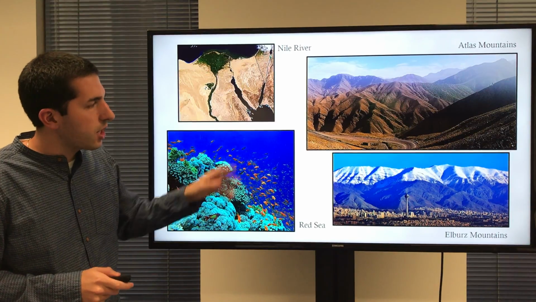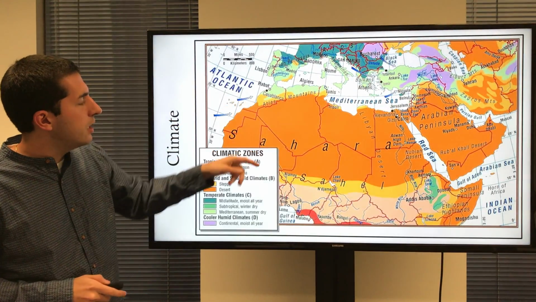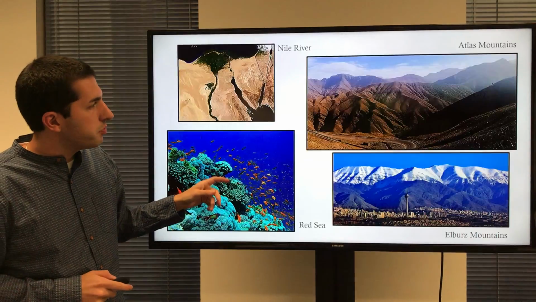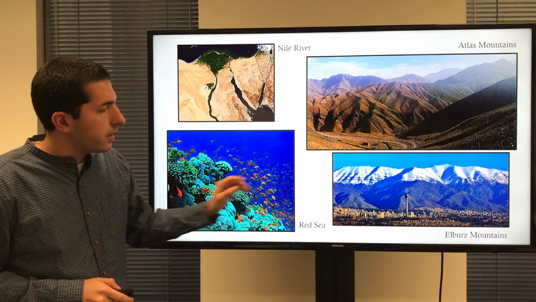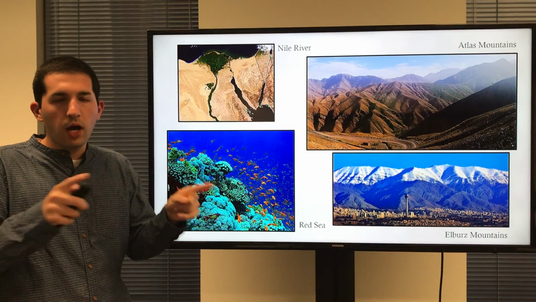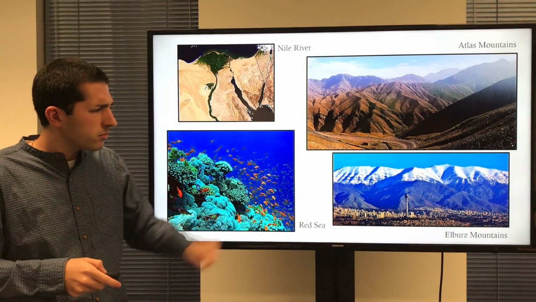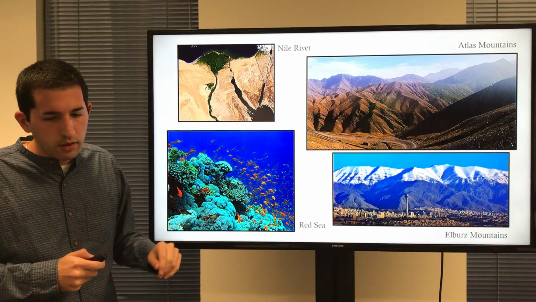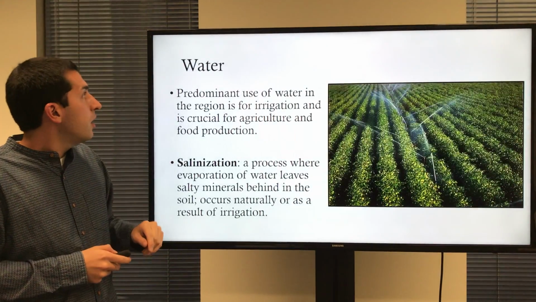The Atlas Mountains, we just talked about that. Some orographic rainfall comes into play, but the Atlas Mountains seen there. The Elburz Mountains, which is off of Tehran, in Iran, Tehran, capital city of Iran. Elburz Mountains right there. Moving on to the environment.